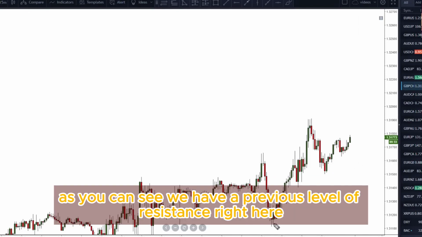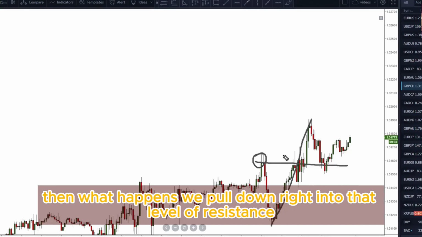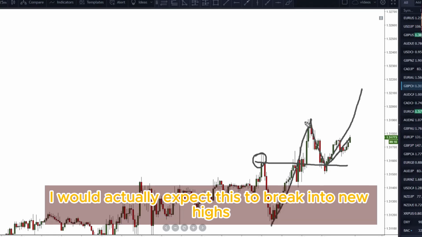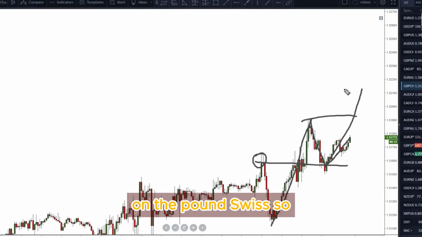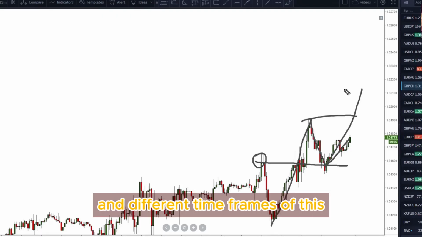Here, as you can see, we have a previous level of resistance right here. The market pushes up, breaks above that previous level of resistance. Then what happens? We pull down right into that level of resistance, and so far, we've started up into new highs. I would actually expect this to break into new highs and continue into trend continuation here on the pound Swiss. So there's a few other examples on different pairs and different time frames of this working out.